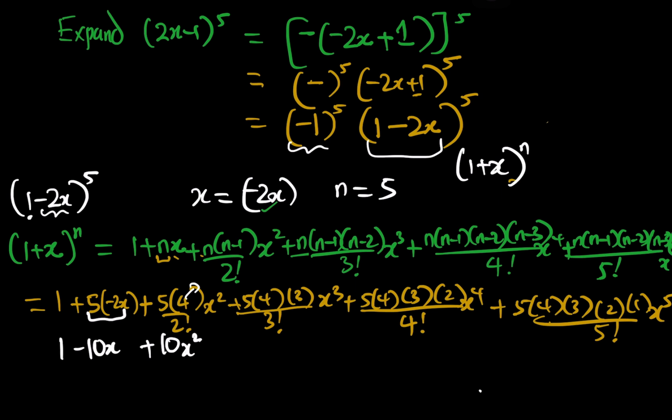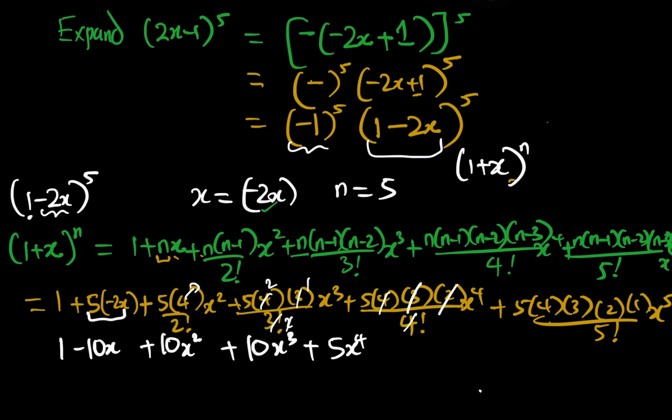And then we continue. 3 factorial is 3 times 2 times 1, which is 6. This one will go here, this 2 goes here, and we're going to get plus 10x cubed. Plus 4 factorial is going to be 4 times 3. The 3 will go out, and this 4 will cancel out, times 2 times 1. So it's going to be 5x to the 4.